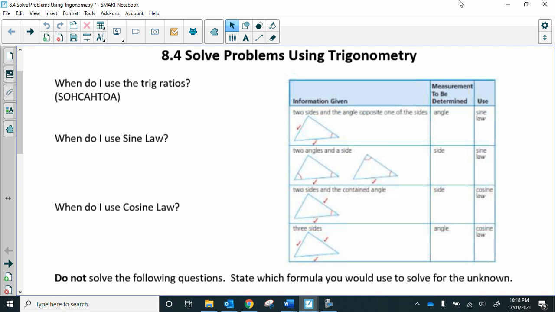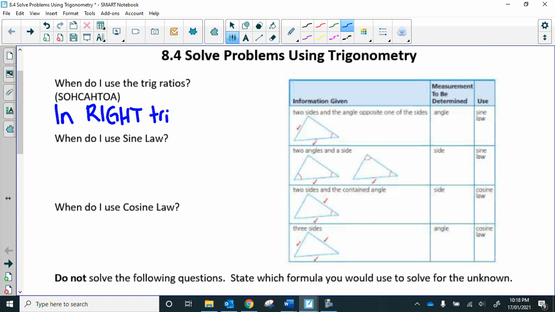So when do you use the trig ratios? Sohcahtoa. When is the only time you're going to use the trig ratios? That is when you have a right triangle. So a triangle that's going to have 90 degrees. That's when you use Sohcahtoa. These are called your trig ratios. So you have 90 degrees. When do I use the sine law?